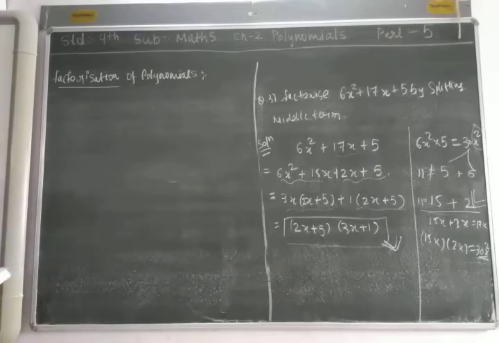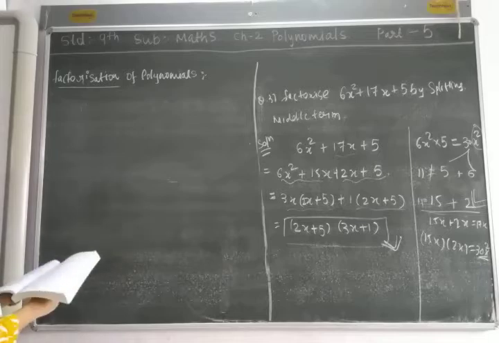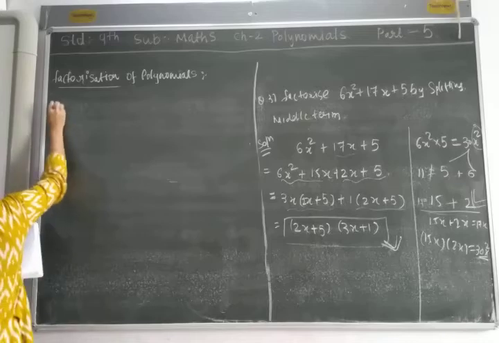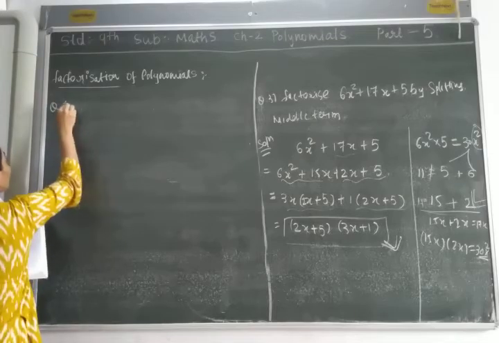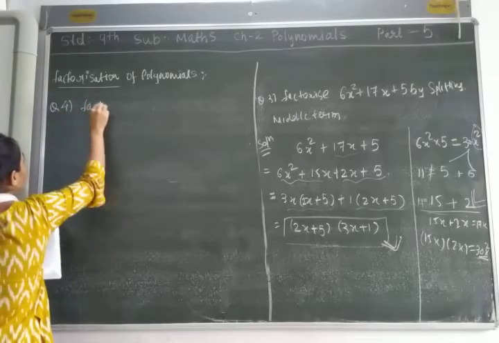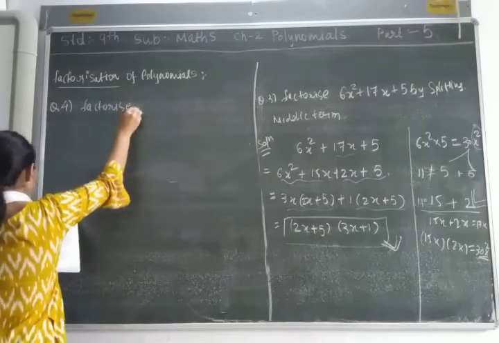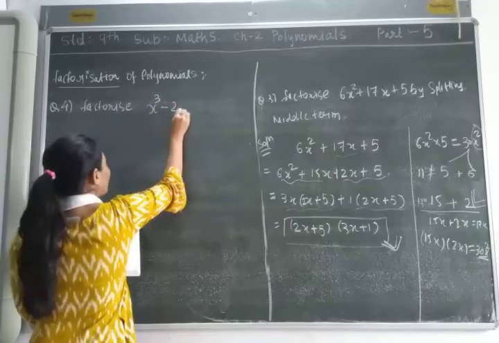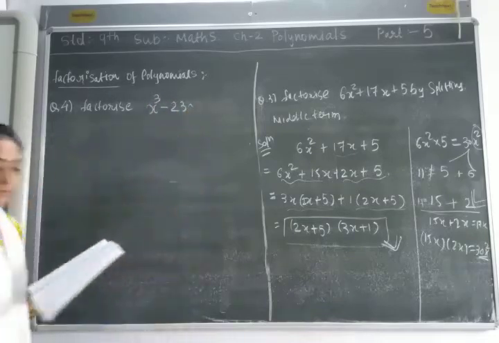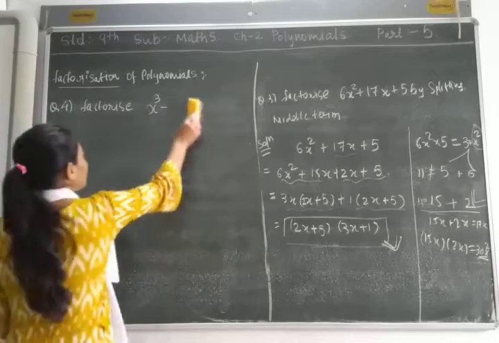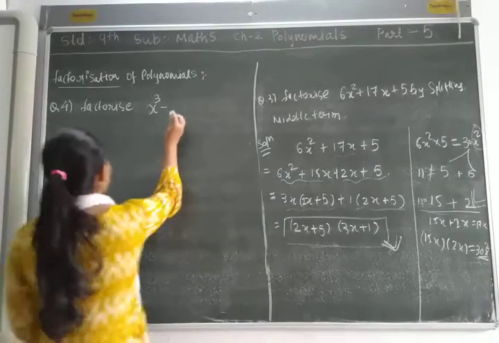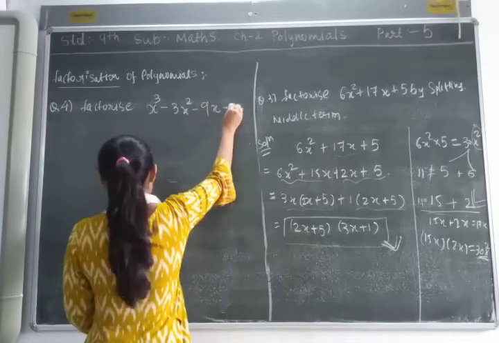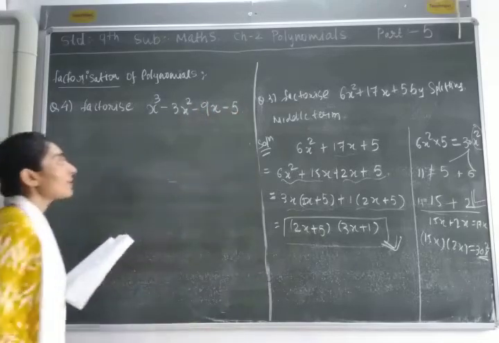Another question. Question number 4. Factorize x cube minus 3x square minus 9x minus 5.